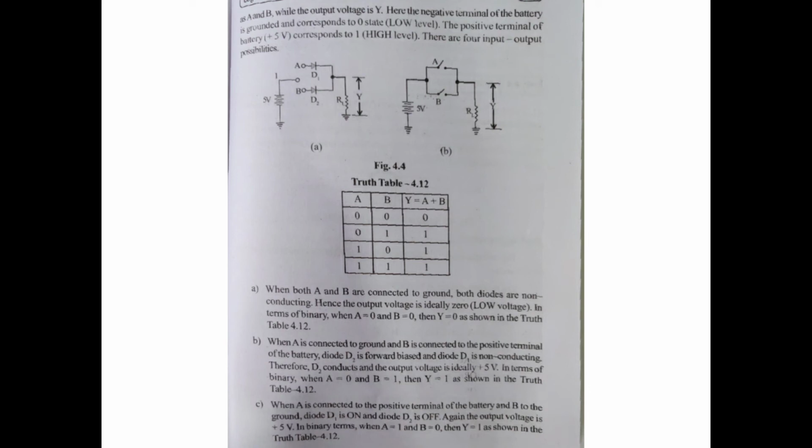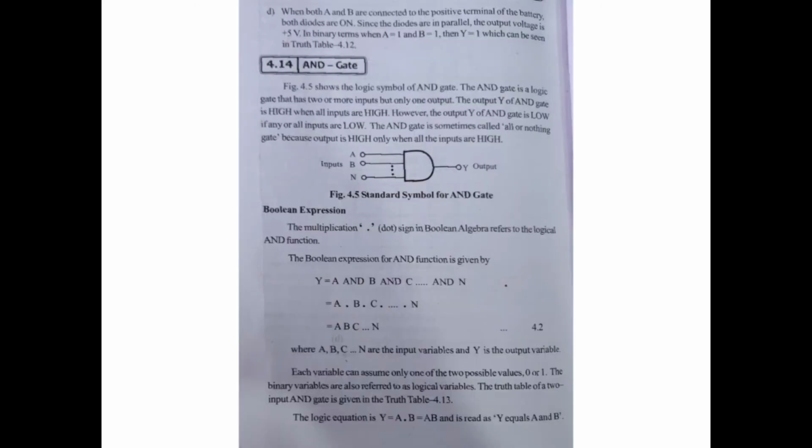In binary terms, when A is equal to 1 and B is equal to 0, then Y is equal to 1, as shown in the truth table. Last one. When both A and B are connected to the positive terminal of the battery, both diodes are in on state. Since the diodes are in parallel, the output voltage is plus 5 volts. In binary terms, when A is equal to 1 and B is equal to 1, then Y is equal to 1, which can be seen in truth table 4.12.